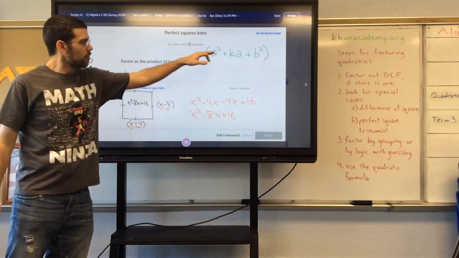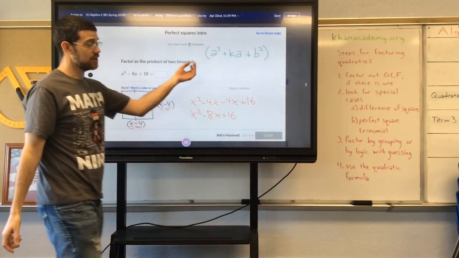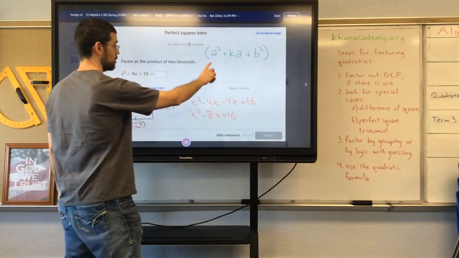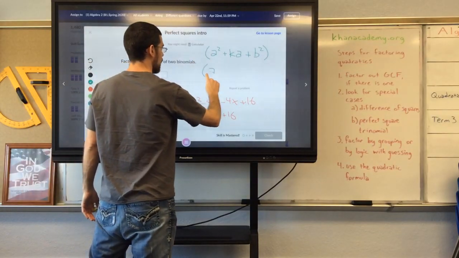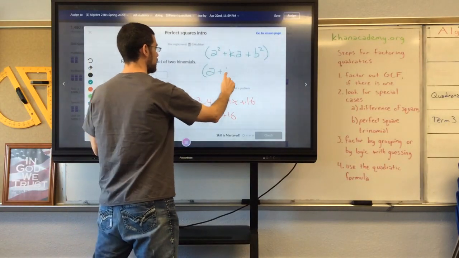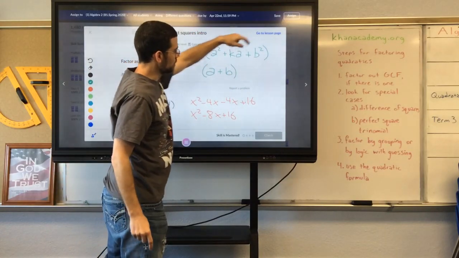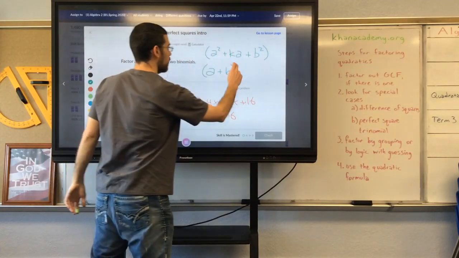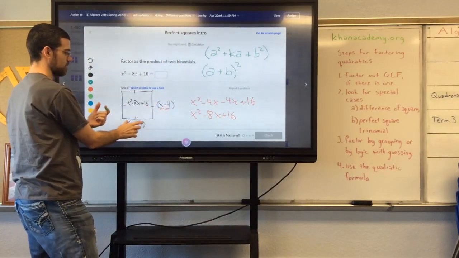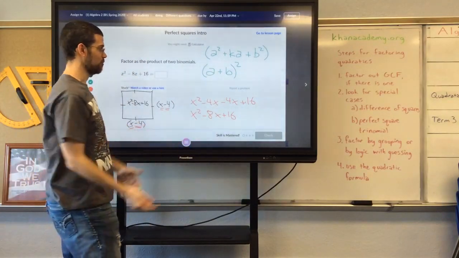Okay, if it's a perfect square trinomial, k is going to be something specific. Let's figure out what. This becomes a plus b. We're taking the first term square rooted, plus the second term square rooted, and then we square that, right? This times itself, that's this factor times itself, that's why it's a square. Let's expand that and figure out what k has to be.